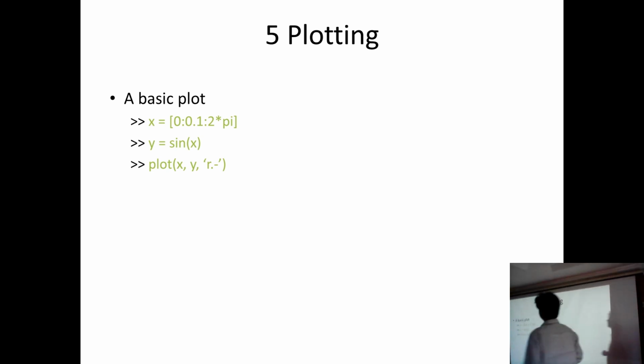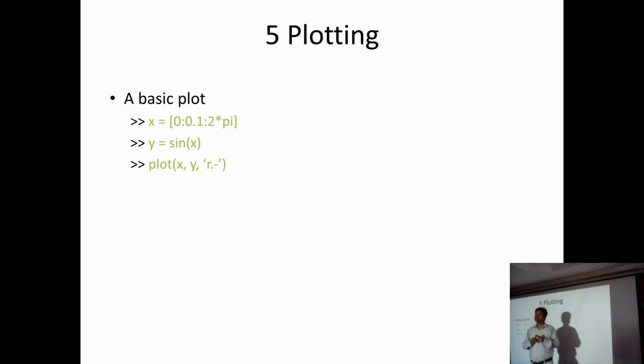Look at this one. x equal to 0 colon 0.1 colon 2 into pi. 2 pi means 0, increment by 0.1 till you get the 2 pi value. 2 pi is about 6.28. So start from 0, increment by 0.1, till 6 point something. That will be stored in x. And then y is sine of x. That means whatever the value of x, y will calculate sine of x. And you are plotting plot x comma y in red color, single quoted r or dot.